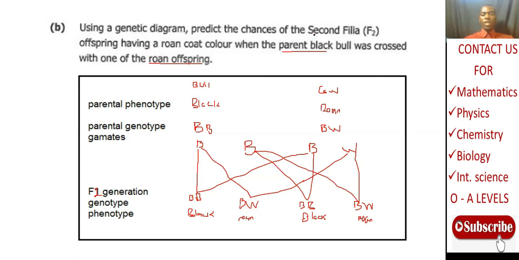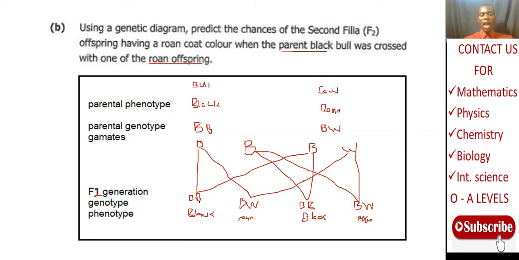Now, let's just read the question. They are saying, using a genetic diagram, predict the chances of the second filial offspring having a roan coat color. So what are the chances here? You use the phenotype because they are talking about roan. Roan is a color, so that is phenotype. So you just check now.